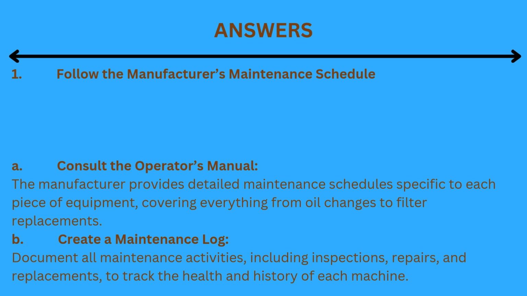1. Follow the manufacturer's maintenance schedule. A. Consult the operator's manual. The manufacturer provides detailed maintenance schedules specific to each piece of equipment, covering everything from oil changes to filter replacements. B. Create a maintenance log. Document all maintenance activities, including inspections, repairs, and replacements, to track the health and history of each machine.